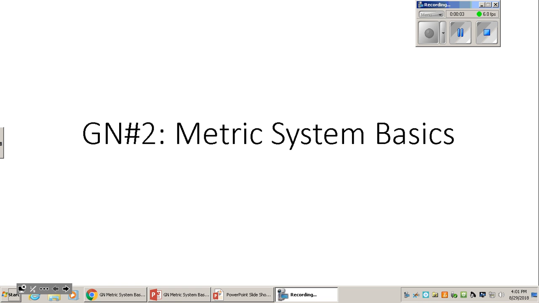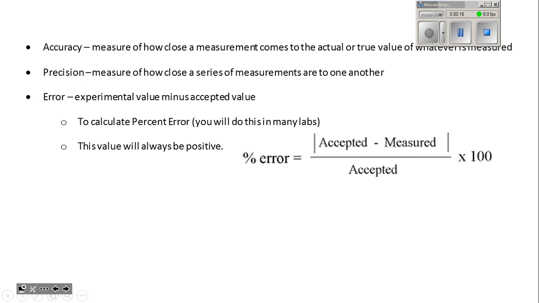These are guided notes number 2 on the metric system basics. And really with the metric system, what you need to understand is just some of the measurements that you're going to be taking throughout the semester and how to make conversions sometimes between those units.